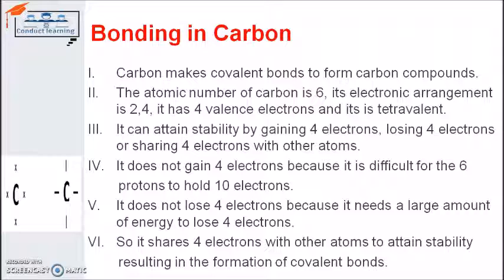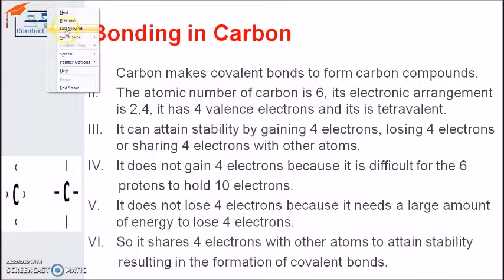Why? Because the atomic number of carbon is 6 and its electronic configuration is 2 and 4. That means carbon has 2 electrons in its K shell and 4 electrons in its L shell. So to get an octet and stability, it requires 4 electrons. Either it can give up those 4 electrons or take 4 electrons to become stable. That means carbon is tetravalent in nature. Tetravalent means it has 4 valence electrons.